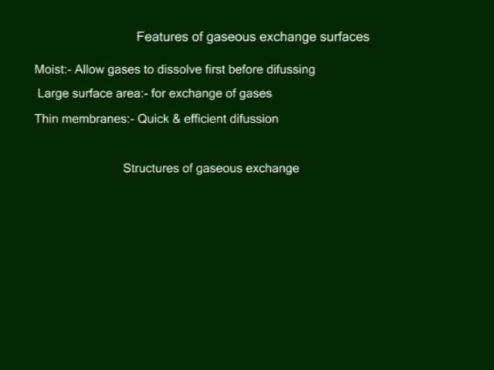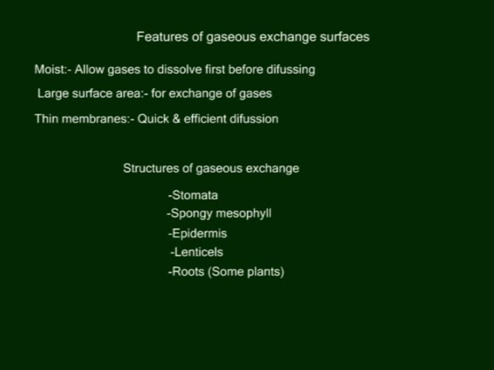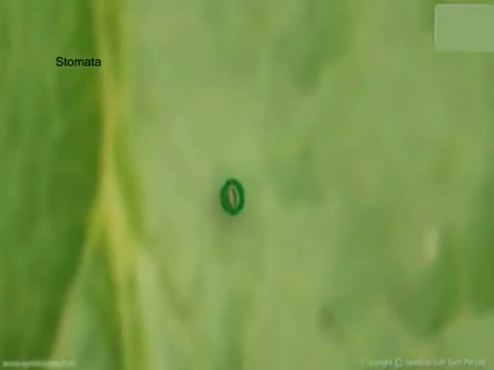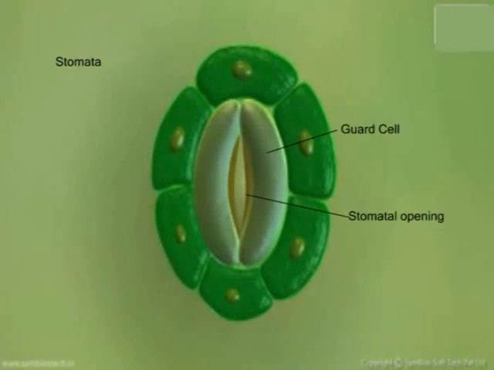Structures of gaseous exchange. Gaseous exchange occurs through stomata, spongy mesophyll, epidermis, lenticels, and roots of certain plants. Stomata. The stomata are small pores flanked by guard cells found on the surface of leaves. They are sites for gaseous exchange and transpiration.